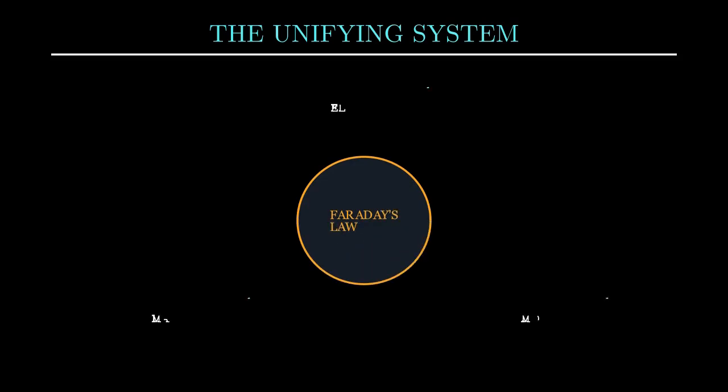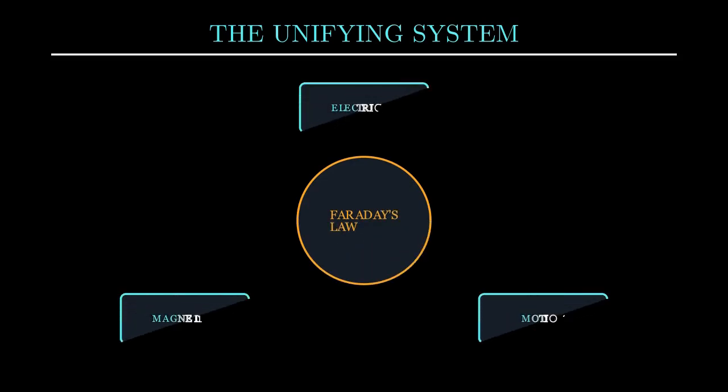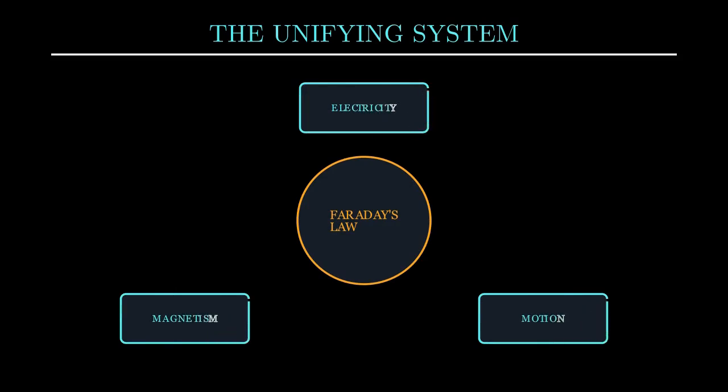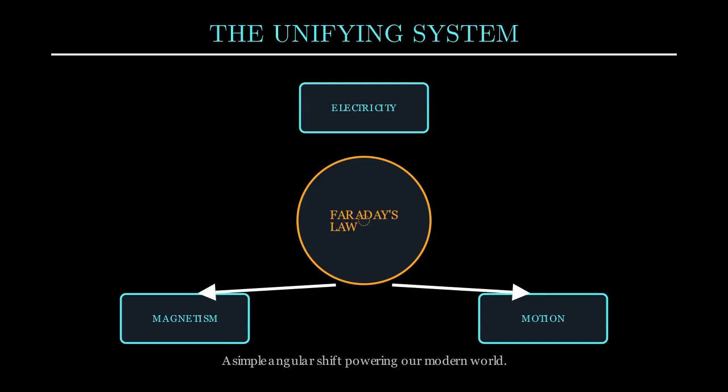It's the unifying geometric principle that underpins the vast infrastructure of global power generation. Understanding that a simple change in the angular relationship between a magnetic field and a loop of wire can power our entire modern world truly highlights the genius of this fundamental law.